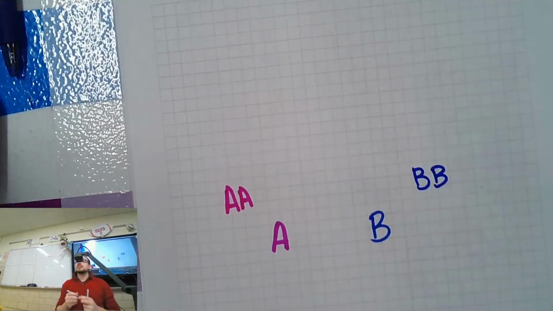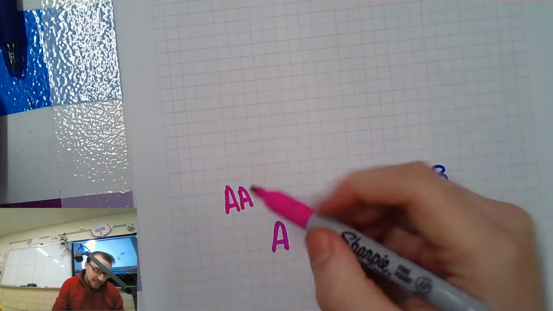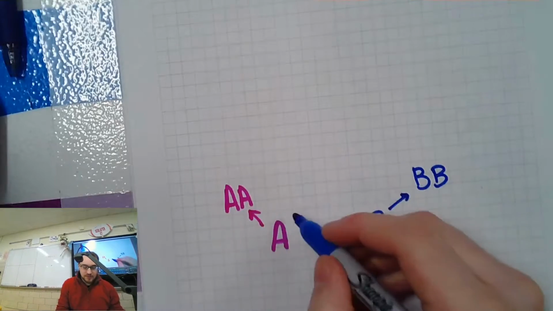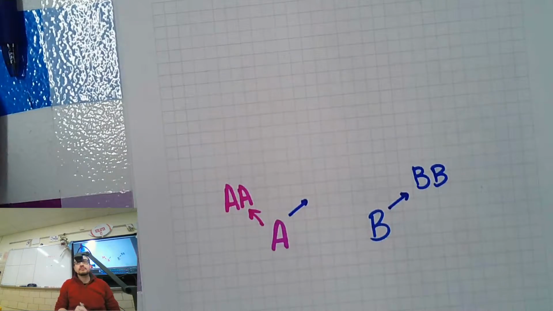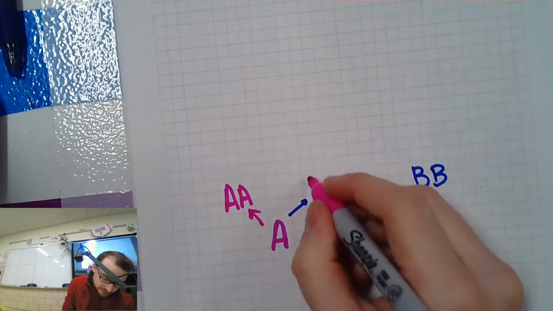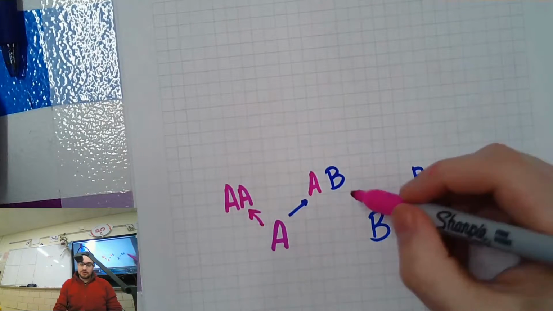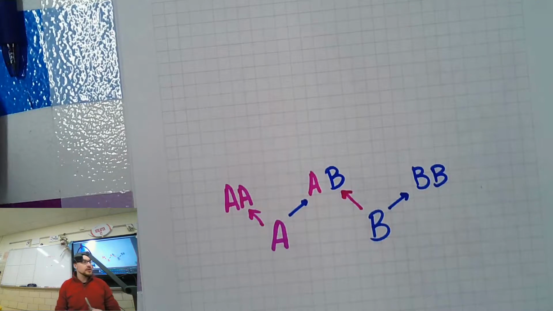Here's how I'm going to organize this to prove that I found all the possible ways. I'm going to say that if I go to the left, I'm adding an A. And if I go to the right, I'm adding a B. What happens if I go to the right from here? AB. I get AB. I add a B, right? So I get A, and I get B. Which also, you'll notice, is the same thing as going to the left from here.